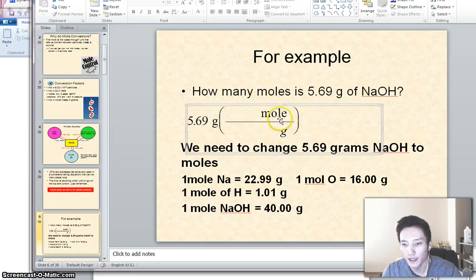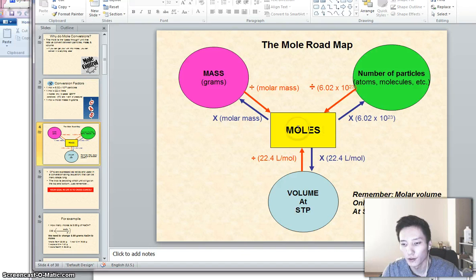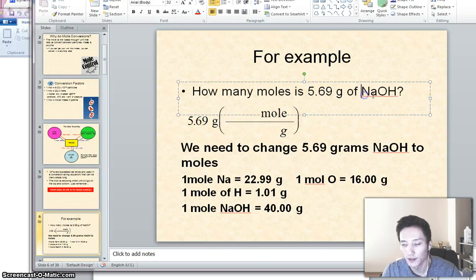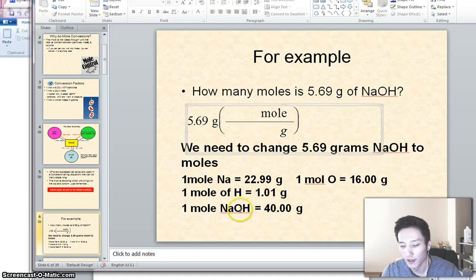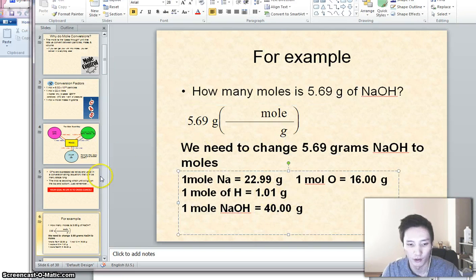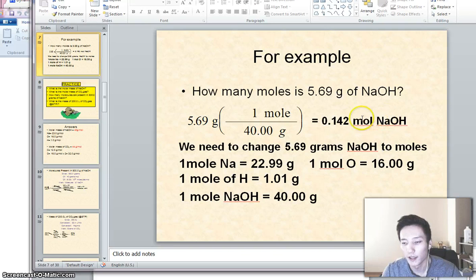And you can't just automatically put what you want on the top. You have to make sure there is a conversion factor that exists. But we know that moles to mass is related through molar mass. So if we take the molar mass of sodium hydroxide, which is 40.00 grams, we can put the grams on the bottom and then 1 mole on the top, because for every 1 mole of sodium hydroxide, it's 40.00 grams. So just put that there. Multiply it out and you get 0.142 moles of sodium hydroxide. Mol is an abbreviation for mole. It's not an abbreviation for molecule. And it's 3 sig figs because of this guy. We don't count conversion factors as part of our significant figures.